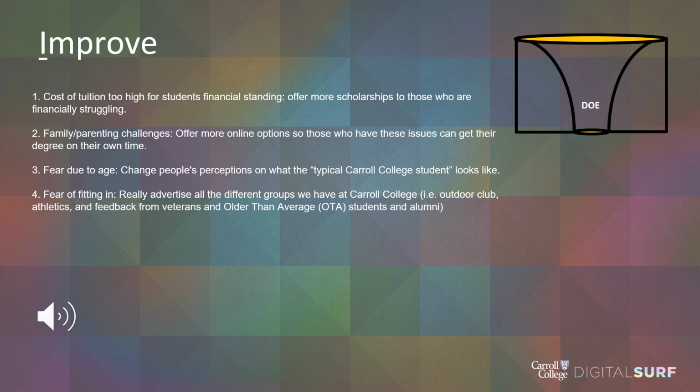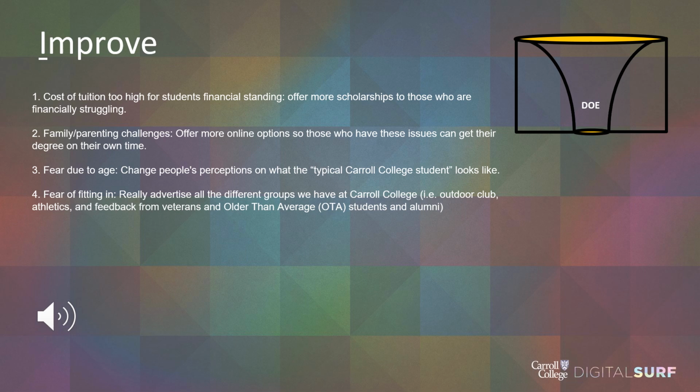The second point for our potential improvement is family and parenting challenges that students and non-traditional students go through. If Carroll offered more online options, people might be more inclined to pursue their degree. Offering online options would alleviate stress that comes with going to class every day and not being able to bring their family along. Our third point is fear due to age. Most people want to be accepted and fit in the crowd. And if one may stick out, there is potential hesitation. We want to terminate the hesitation and turn it into matriculation.